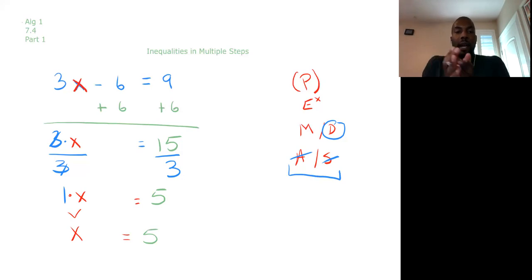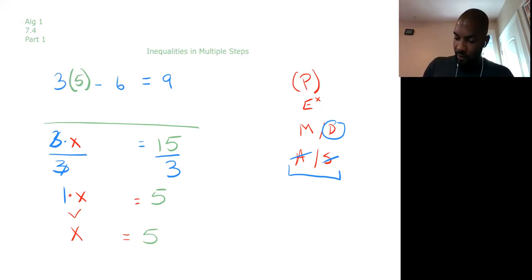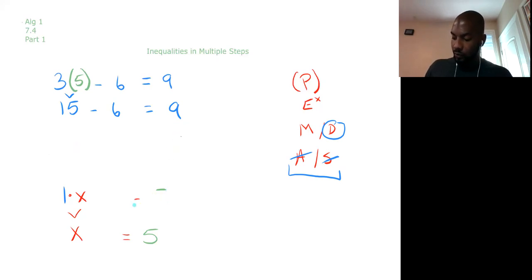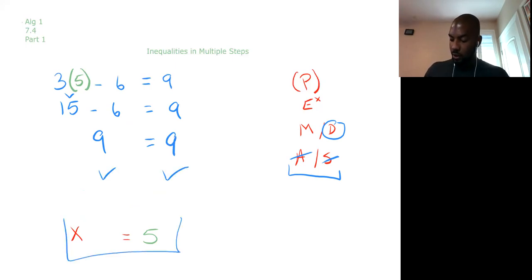If I plug that 5 back into my original equation, do I get a 9? Let's remove the x and place a 5. So 3 times x is now 3 times 5. 3 times 5 is 15. 15 minus 6 is, in fact, 9. Does 9 equal 9 on both sides? Yes. Therefore, my x is equal to 5. And all I had to do was do the reversed order of operations, their inverses, to find out what the variable was.